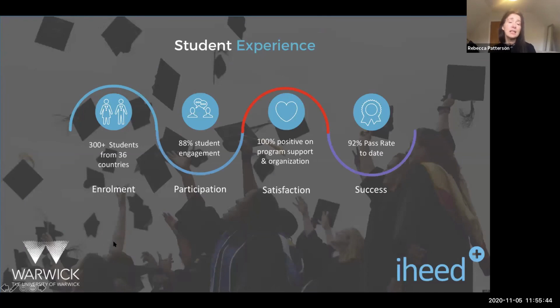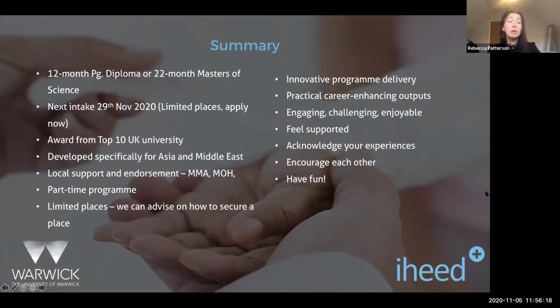We've over 36 nationalities on the program. We take in 300 students per annum. There's 88% student engagement, which is huge and very high for an online learning environment and an online program. We've 100% positive feedback on our program support in our participant questionnaires that we give after each program. And there's a 92% pass rate, and that is not because we are easy markers. That is a testament to the professionalism and dedication of our clinicians on the program. So the summary, it's 12 months for the postgraduate diploma, 22 months for the master's.